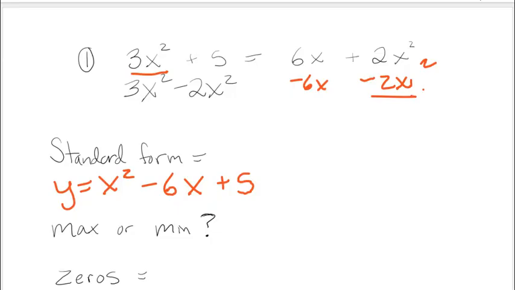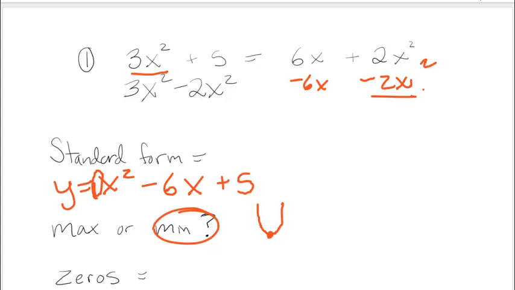Now we want to know if that is a max or min. We're going to look at the value in front of the x squared. There's really nothing there, but technically there is something there. There's a 1. That 1 is positive, and when you have a positive a value, your parabola is going to face upward, which means my vertex is a minimum.